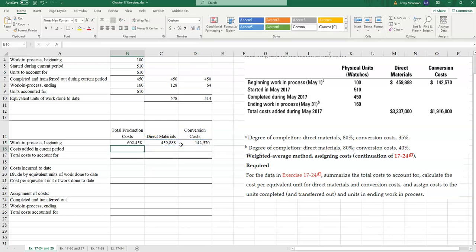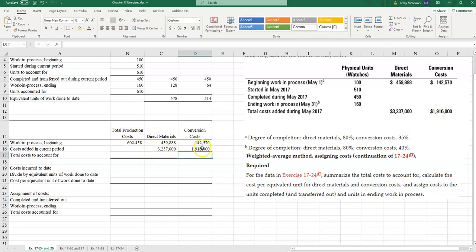And let's get that adjusted here. Now, what about the costs added in during the period? Well, we're told in the problem here, the cost added in during the period for direct materials was $3,237,000. And for conversion costs added through the period, it was $1,916,000. So we'll put that in here.